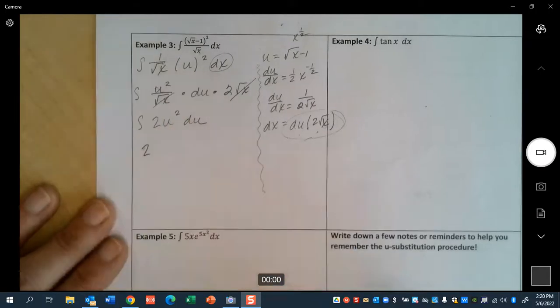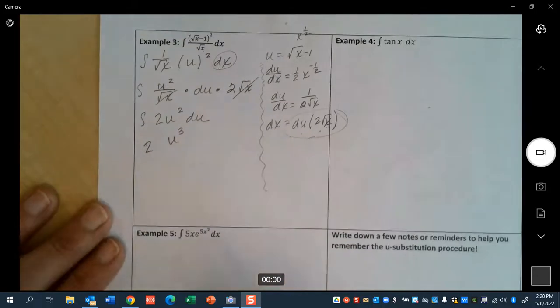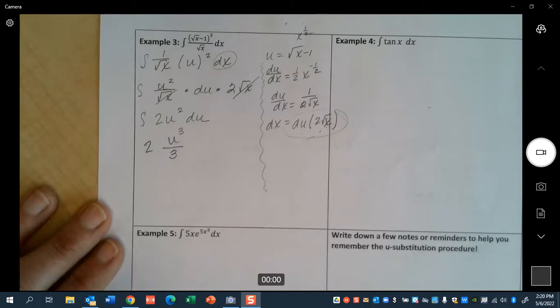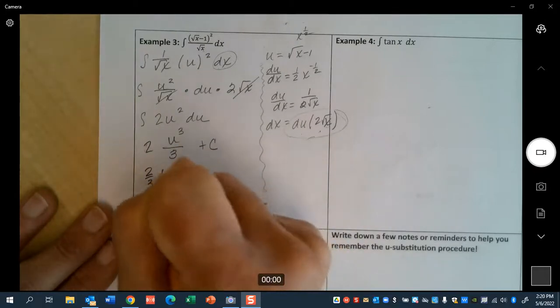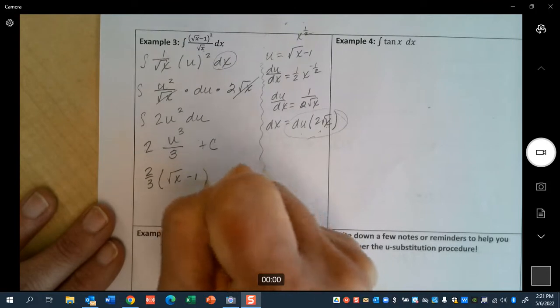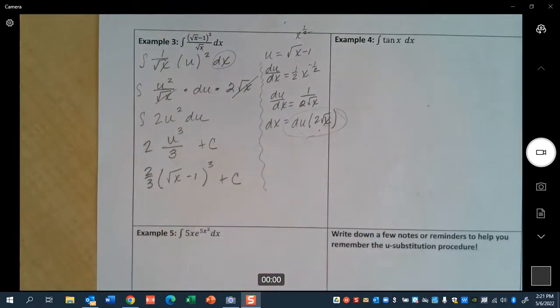My 2 hangs out. My u goes to the 1 more power. Divide by my new exponent. Plus c. I can rewrite this as a fraction. My u is the square root of x minus 1 to the 3rd power plus c. That's my original function.